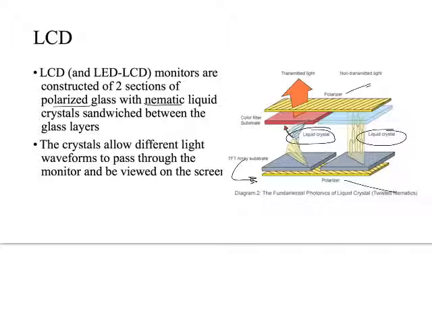And the crystals are actually going to twist certain light wavelengths and not twist others, and it depends on what the TFT array tells it to do. It may activate the crystal and cause it to twist, for example, this light ray, so that it's emitted through the monitor screen. Other light rays it might not twist, and so this one's not going to come through. And this is basically how an LCD monitor functions.